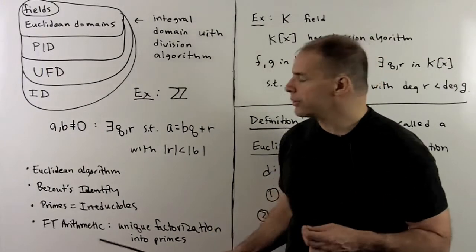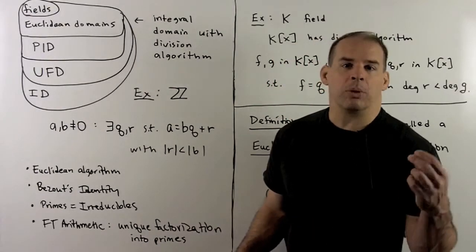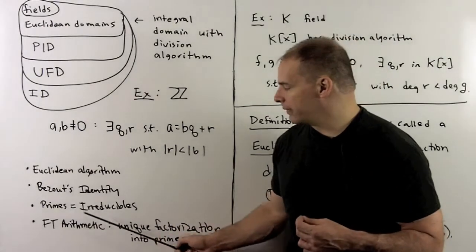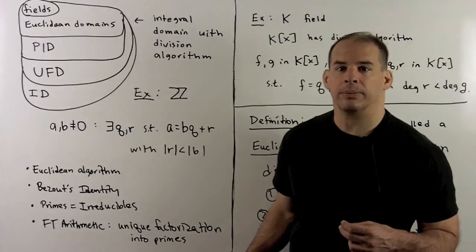From this follows the Euclidean algorithm, Bezout Identity, that the primes are equal to the irreducibles in the integers, and then we have the fundamental theorem of arithmetic. So unique factorization into primes.